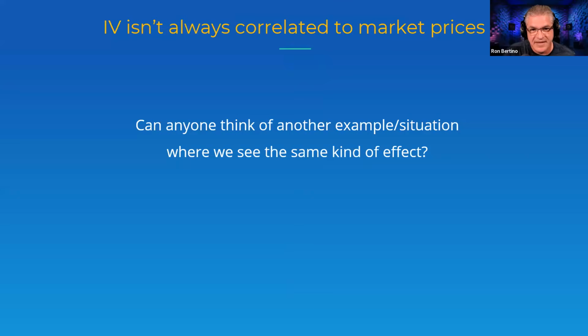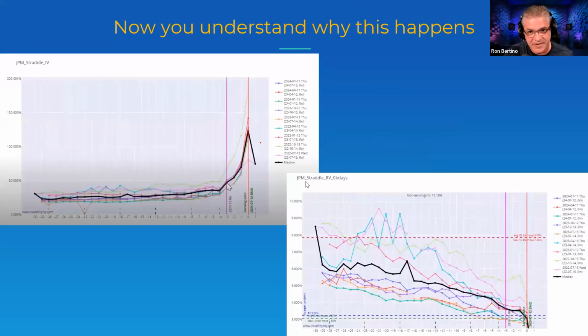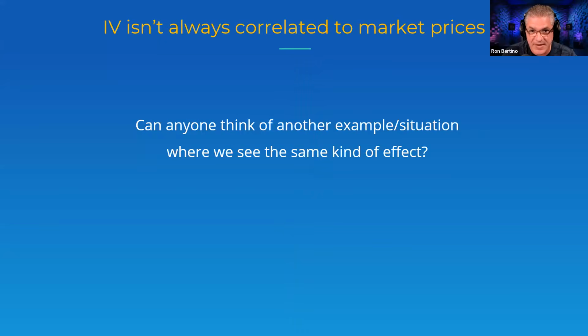Okay. Here's a little brain teaser. So this effect that we see here is very, very clear during pre-earnings, okay, of IV going to the moon and the price is actually going down. Can anybody think of another example, which happens far more frequently than earnings, which happens every quarter, right? Can you think of any other example of the same type of effect? I'll give you a couple seconds, see if anyone knows. Most people don't, so don't feel bad if you don't.